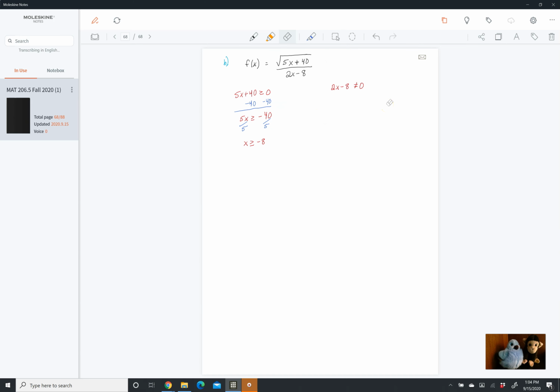We add 8 to both sides. We say 2x cannot equal 8. Divide both sides by 2, and we get that x can't be 4. So again, you're checking for redundancy.